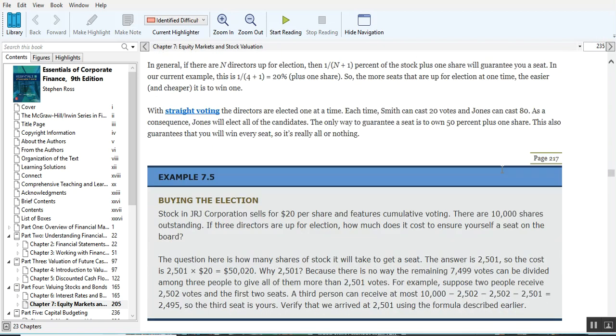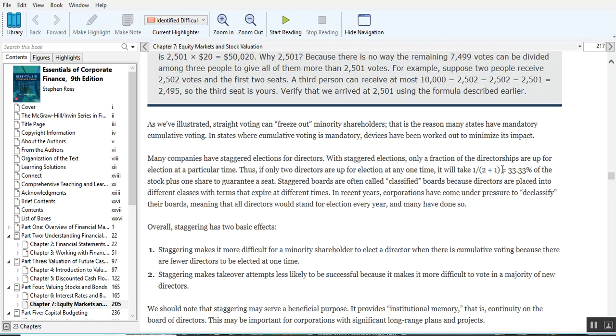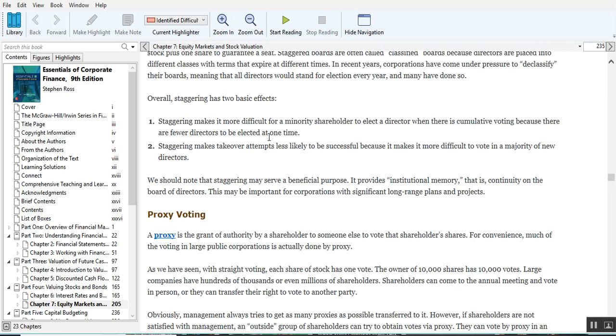And that's how they get a minority voice on the board. A minority shareholder voice on the board. Now, the problem with straight voting is that minority shareholders are not always represented on the board. So there may be, in states, laws that permit cumulative voting.